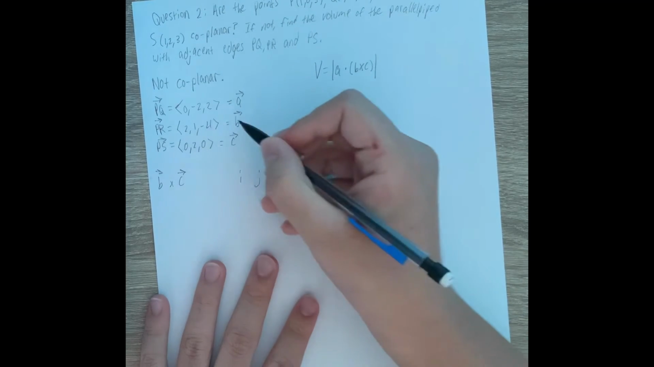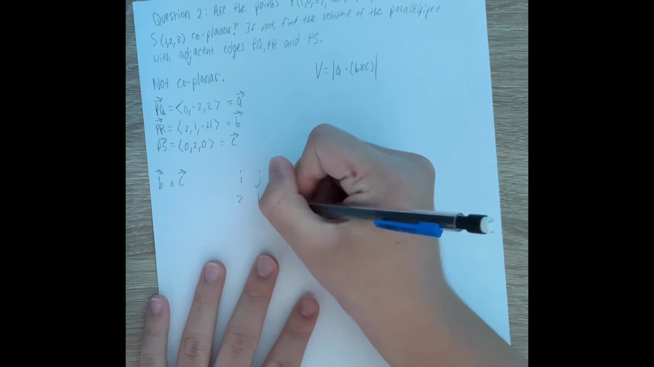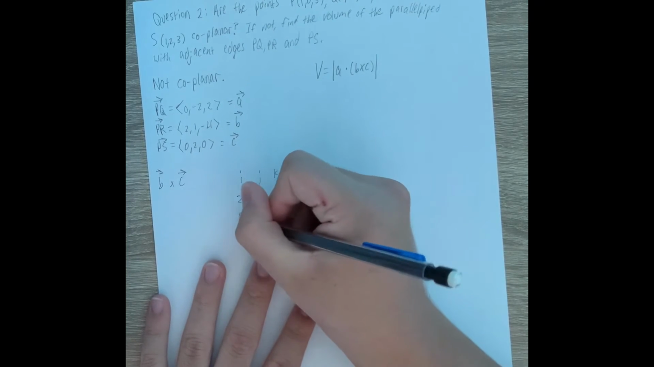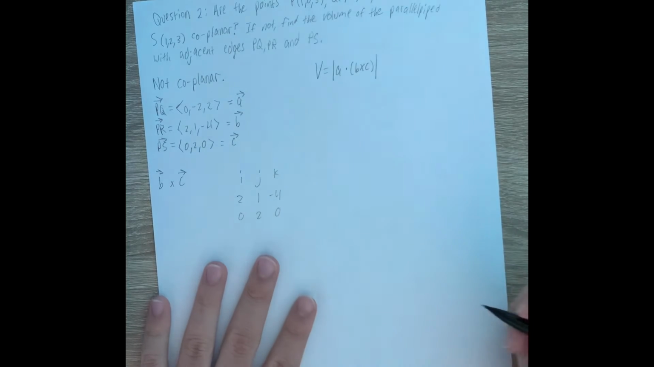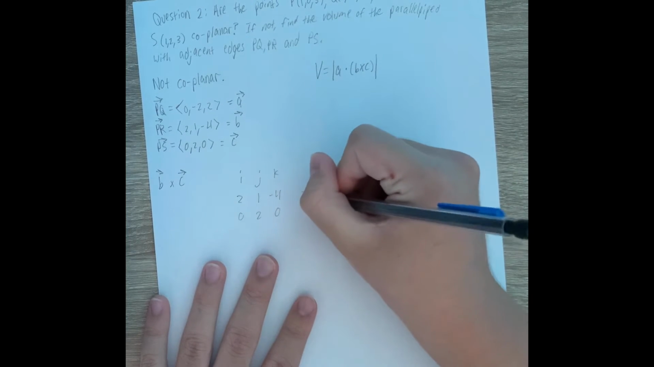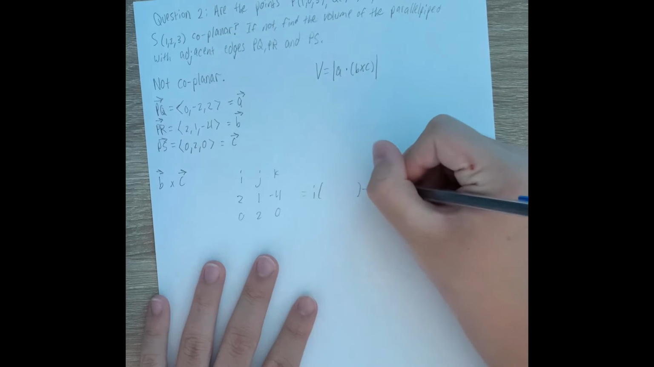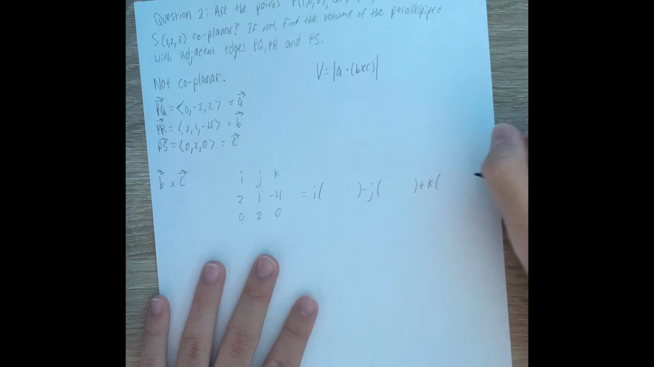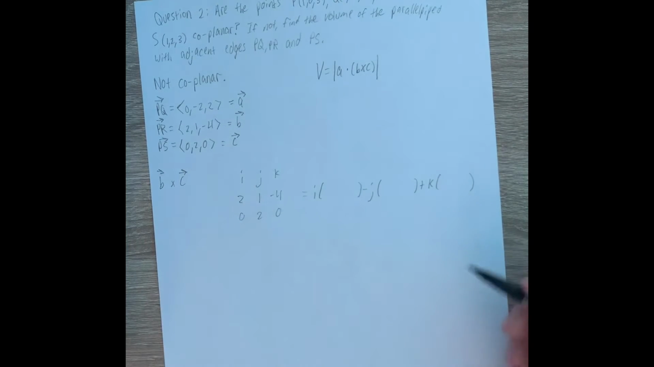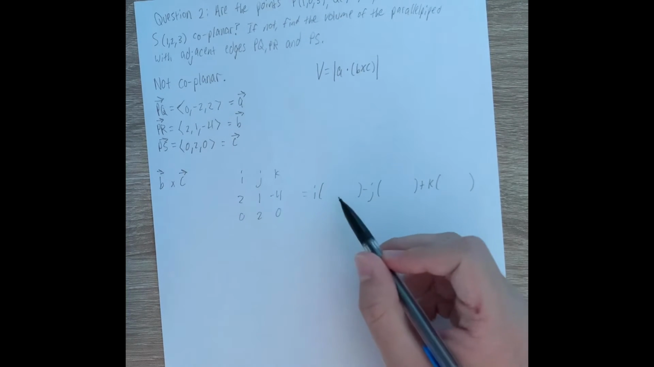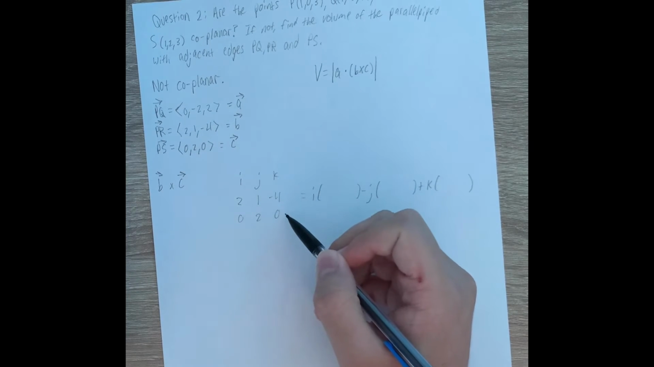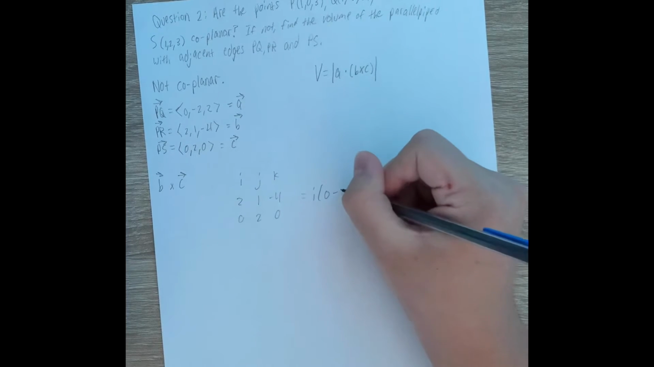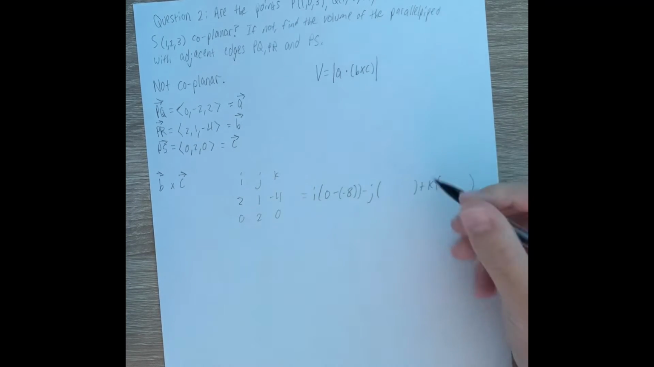So B is PR, which is 2, 1, and negative 4. C is PS, which is 0, 2, and 0. So then we have I, negative J, and positive K. So to find what goes here, we're going to do 1 times 0, which is 0, minus negative 4 times 2, which is negative 8, so minus negative 8.